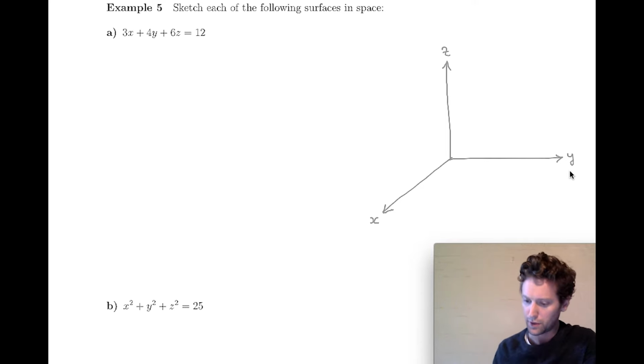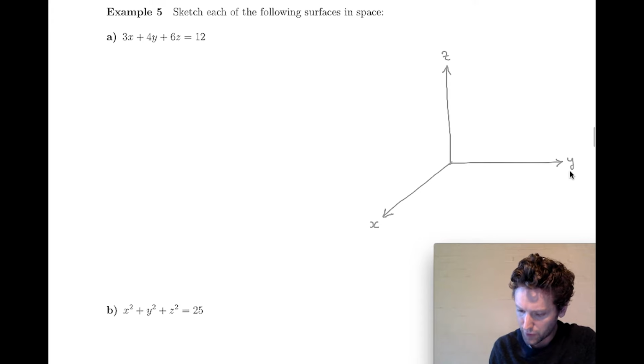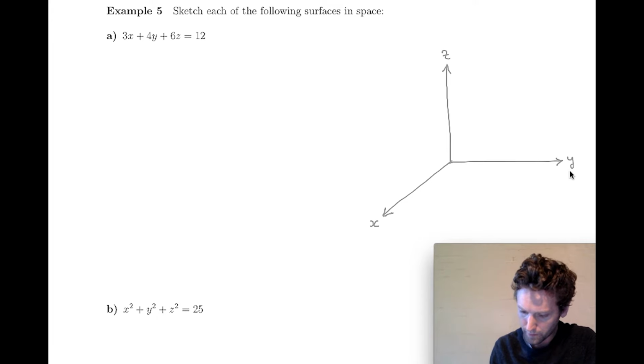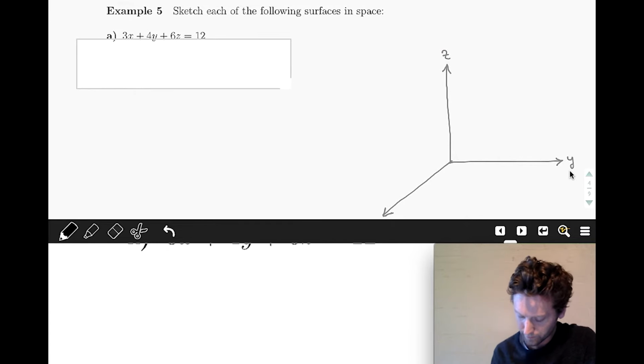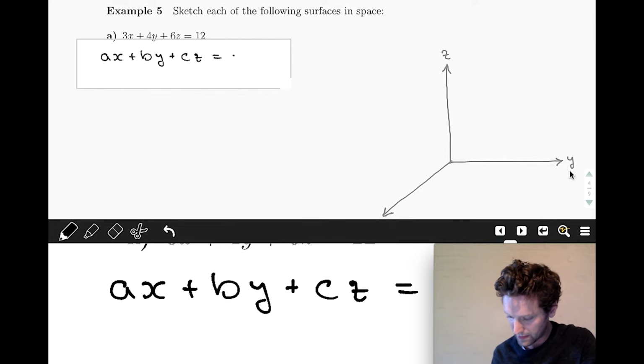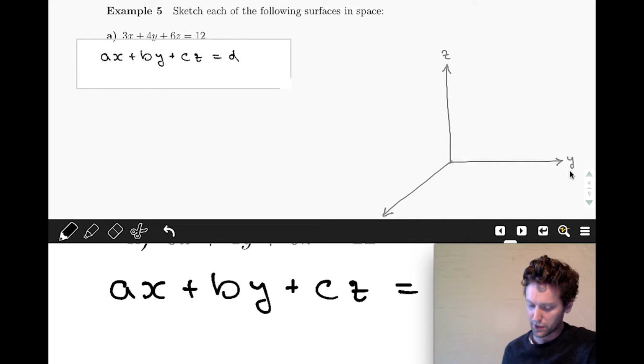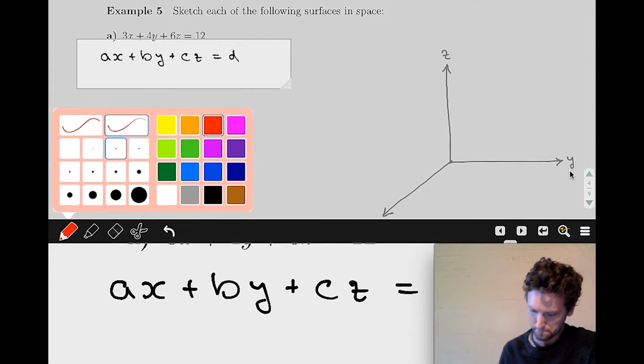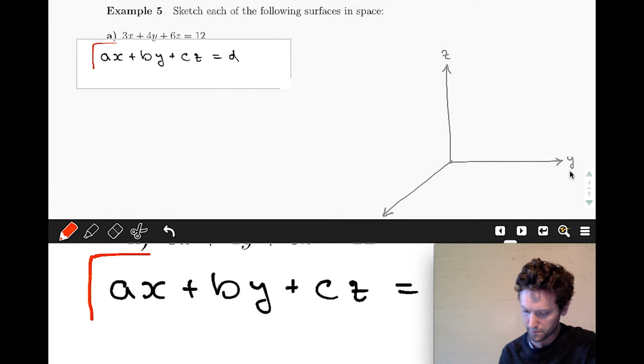It's going to be a plane if it has a functional form as follows. If it looks like ax plus by plus cz equals d. If I have an equation that looks like that, then I know I'm dealing with a plane. So let's put that in a box.